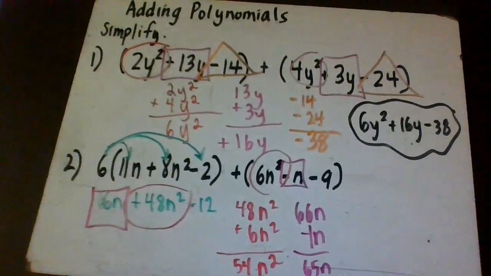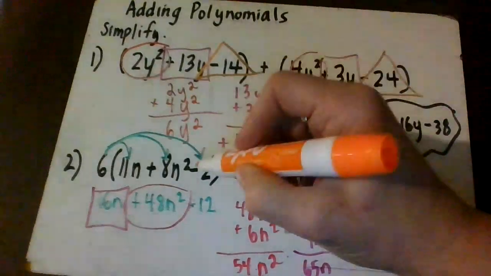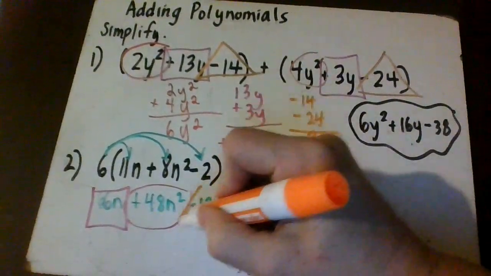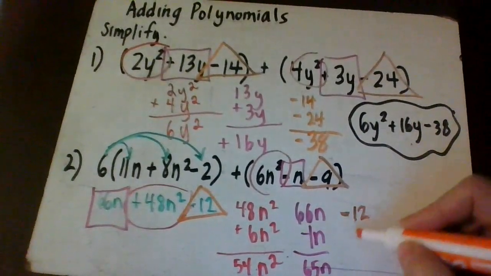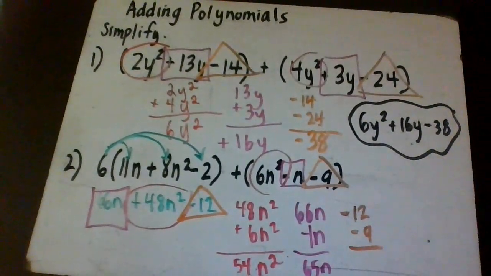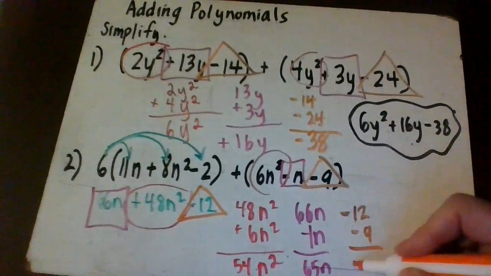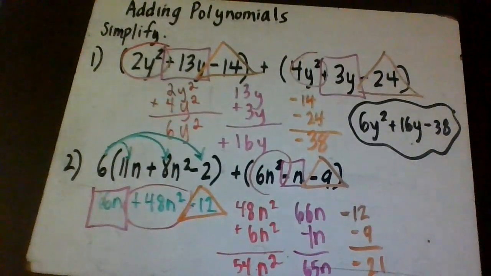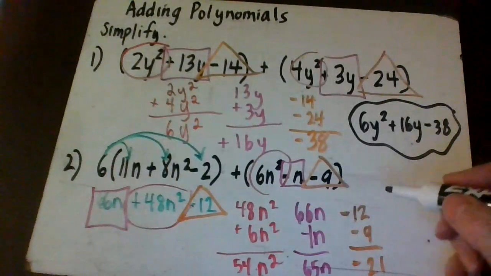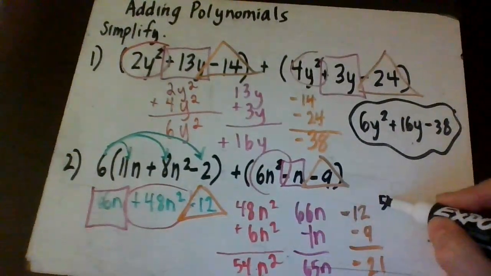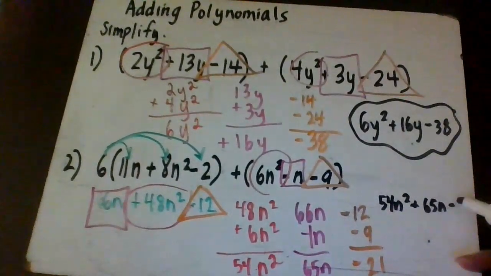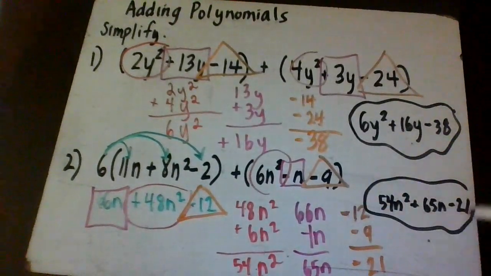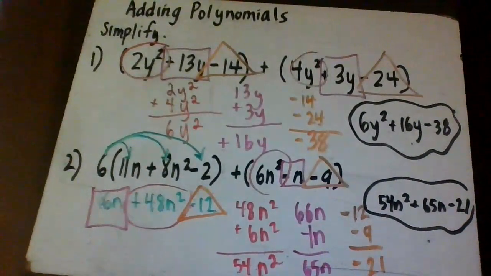And now, last but not least, I have a negative 12 and a negative 9. So negative 12 and negative 9 are my constants. And negative 12 and negative 9 is negative 21. Now remember to write them in decreasing order. That's the standard form. So it'd be 54n squared plus 65n minus 21. And that's adding polynomials.